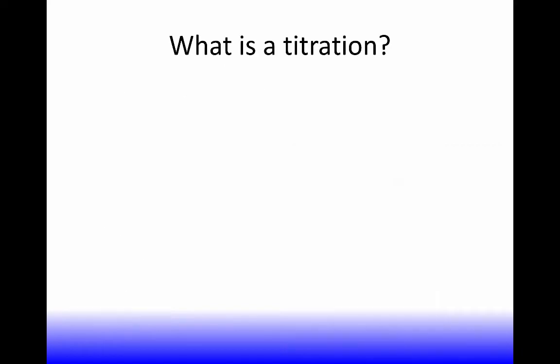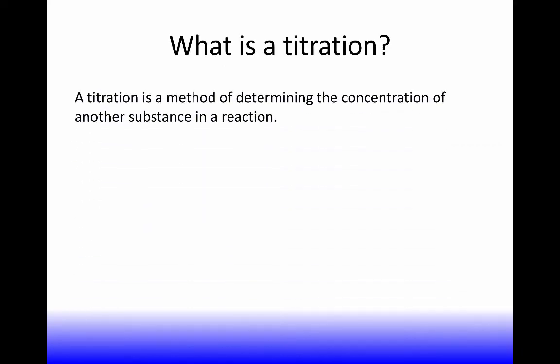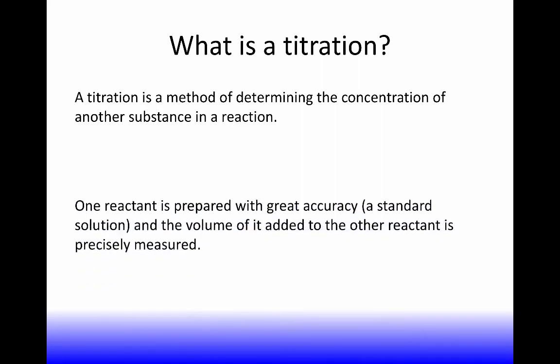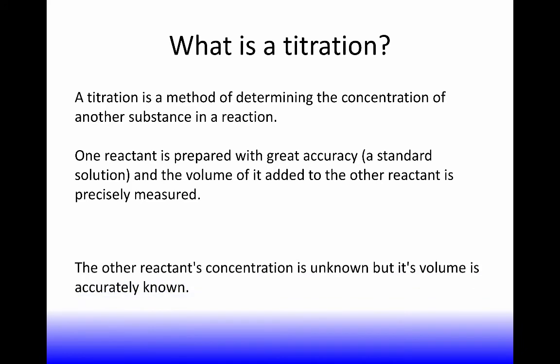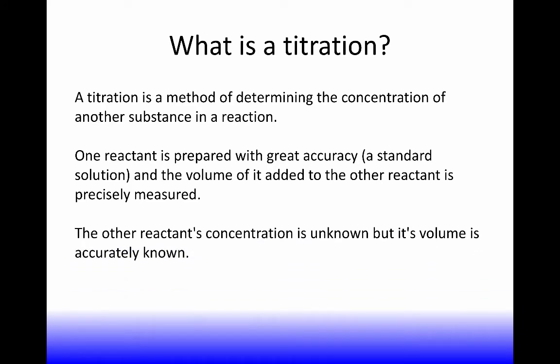Now, what is a titration? A titration is a method of determining the concentration of another substance in a reaction. One reactant is prepared with great accuracy. That's called our standard solution. And we actually will know exactly how much volume of that is added to the other reactant. And of the other reactant, all we know is its volume. We don't know its concentration.